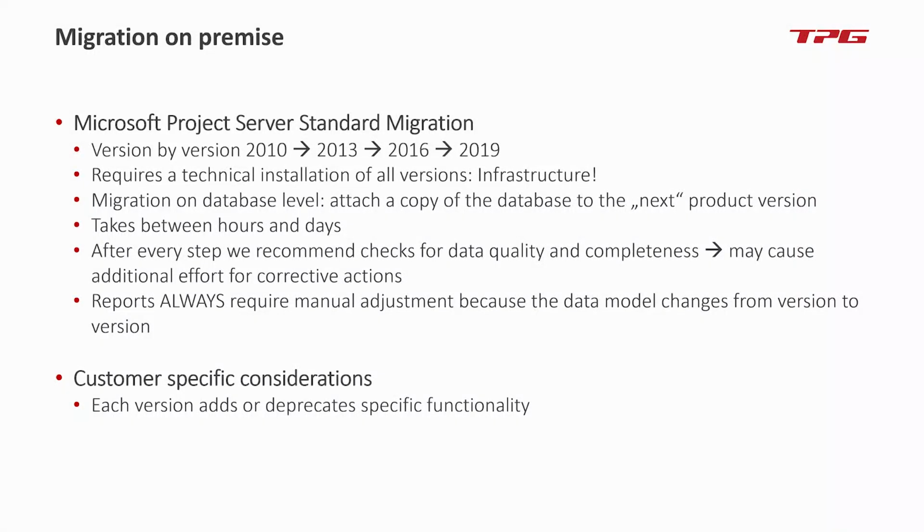Customer-specific considerations means each version adds or deprecates specific functionality. So for example, if you have been using the so-called resource plans in Project Server 2013, which allowed some level of top-down planning of resources at project level, at monthly and quarterly level, you could assign FTEs, and you didn't even need to have any detail for that in the project schedule. You could just start top-down resource allocations for capacity management. This has been dropped in 2016.